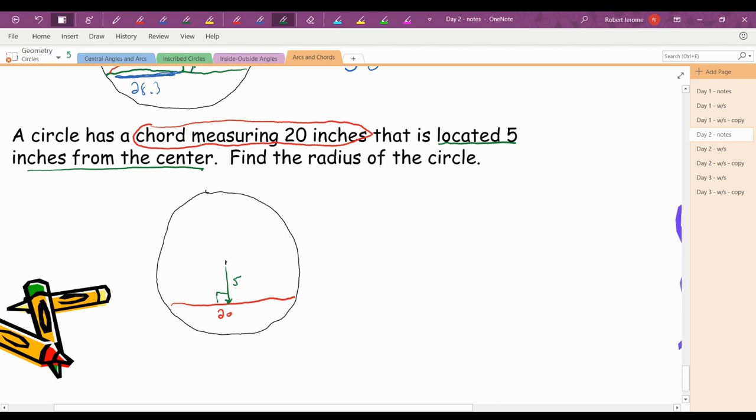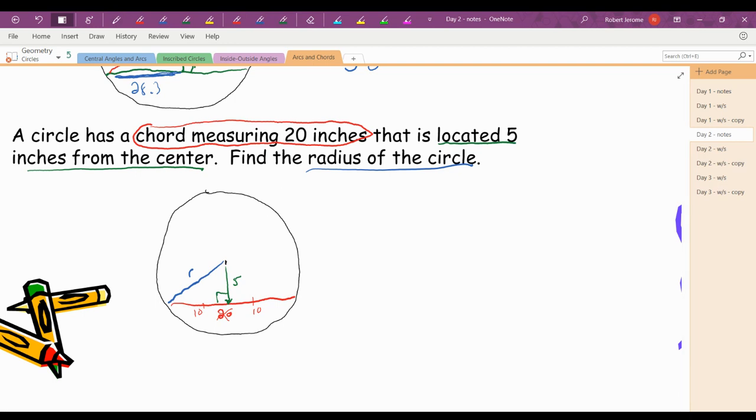Now keep in mind, as soon as we're perpendicular, the radius is perpendicular to the chord, we bisected the chord into 10 and 10. So the 20 really doesn't matter anymore. And finally, we're asked to find the radius. I'm always going to draw that last. It's just easier for me. There's my radius. And we have a nice little right triangle.